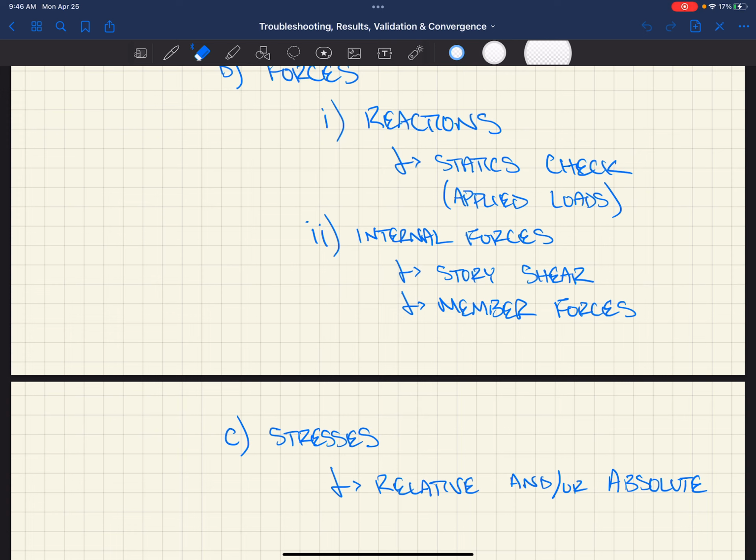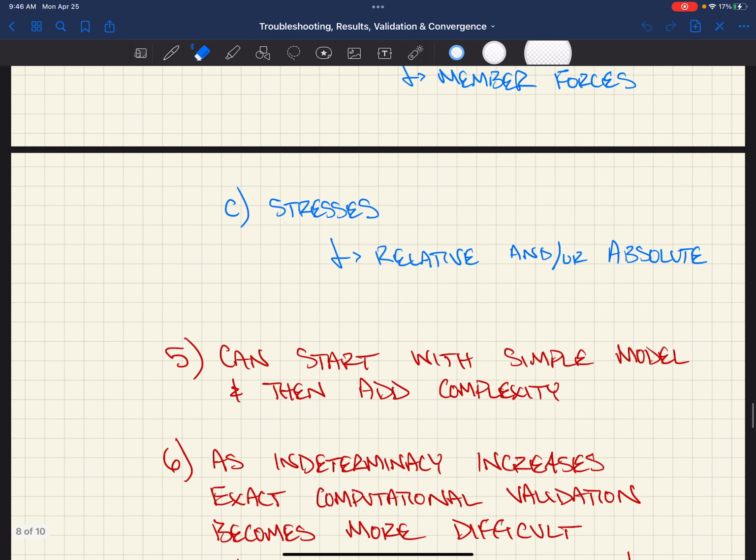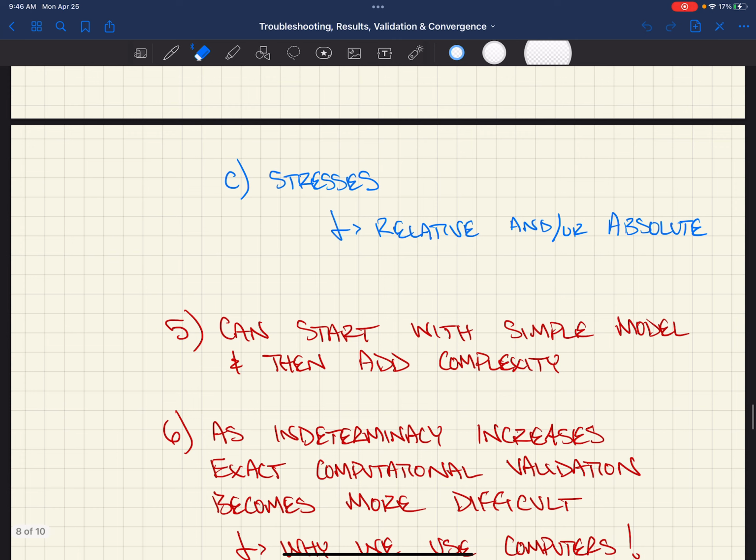If you lose some of it, obviously you might have a reaction or some sort of resistance to translation, right? Maybe you fixed a node in translation that you shouldn't have, and all of a sudden now you pulled out most of that load that you thought was going to be there, okay? Member forces, again, another one. Stresses, relative and or absolute, okay.